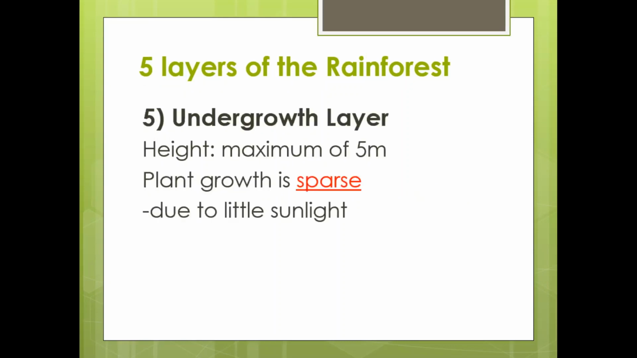And lastly is the undergrowth layer. They grow up to 5 meters only. And the plant growth is actually very sparse because there's no sunlight. In fact, a lot of what you see on the floor of the rainforest is leaf litter or dead leaf. Again, the main reason being the sunlight doesn't reach the forest floor.